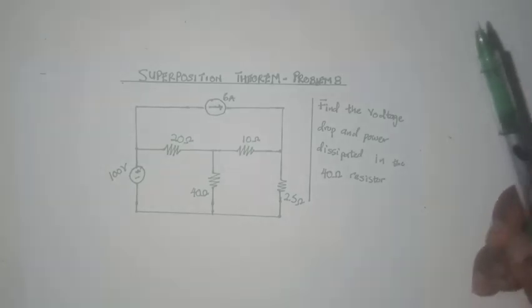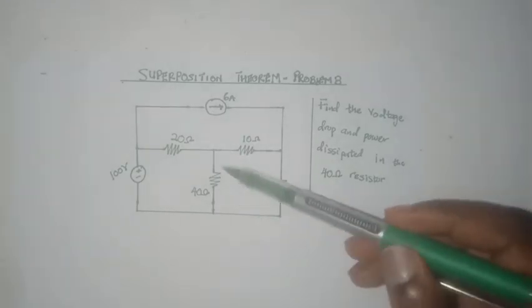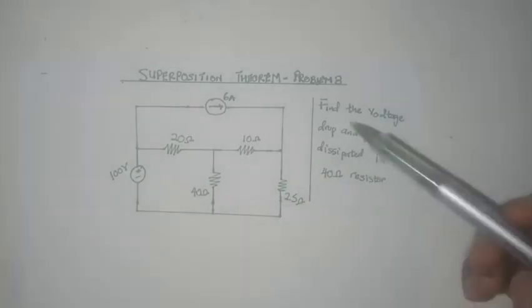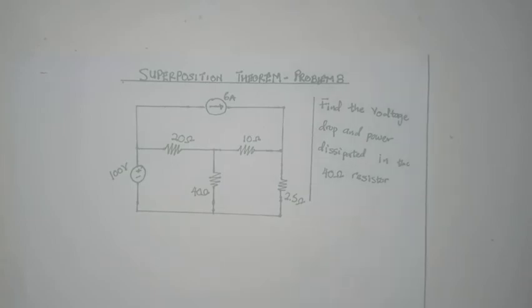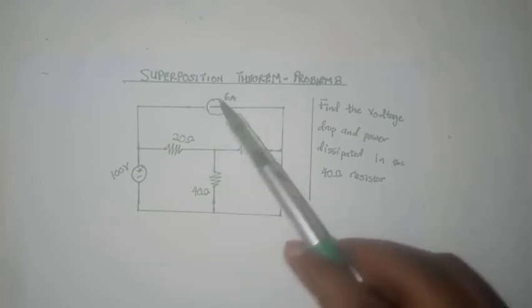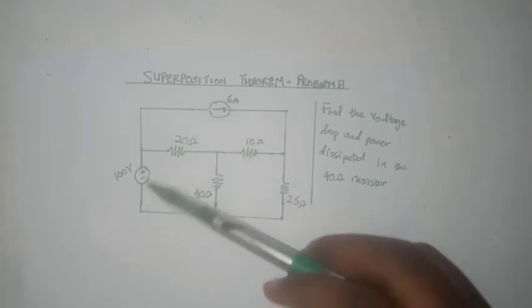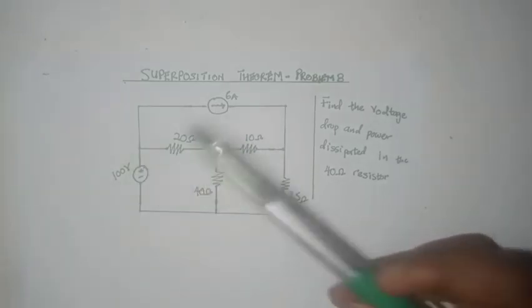And welcome. The problem in this video requires us to find the voltage drop across the 40 ohm resistor and the power dissipated in it using superposition. First thing we want to do is turn off this current source while leaving this voltage source on and find the voltage drop due to this voltage source.